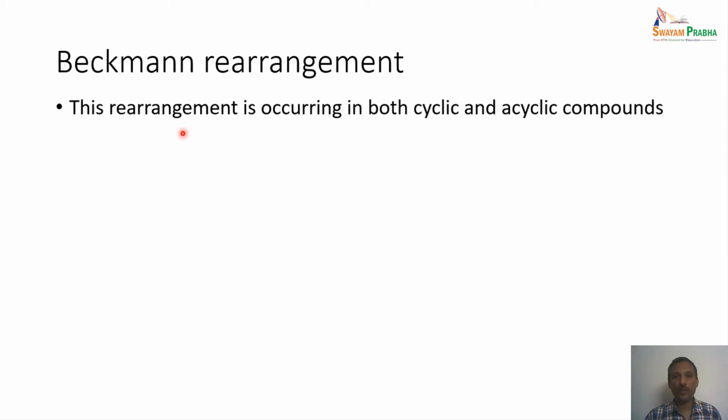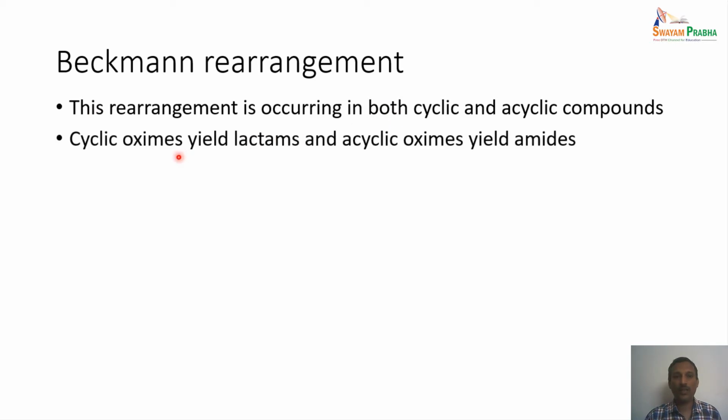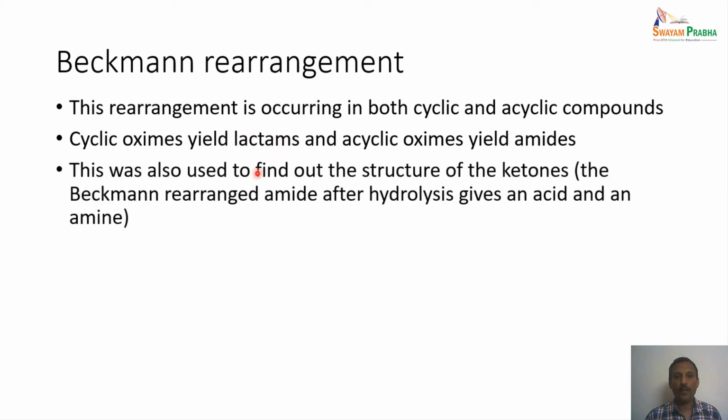Let us look at some of the characteristics of this rearrangement. The Beckmann rearrangement occurs in both cyclic and acyclic compounds. Cyclic oximes yield lactams and acyclic oximes yield substituted amides. This is the one we have seen earlier. The major use of the Beckmann rearrangement is in finding the structure of the ketone.